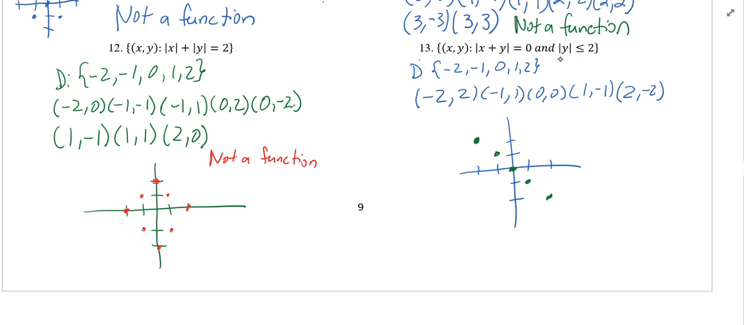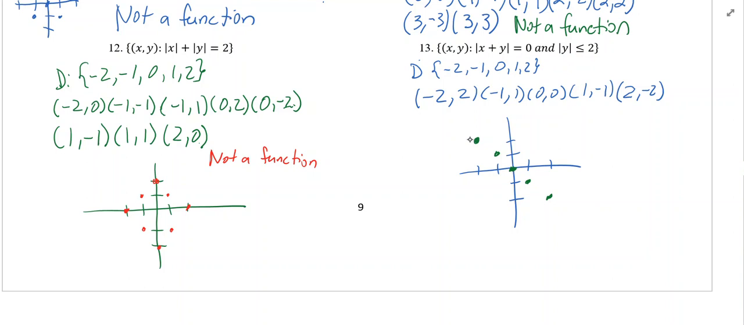So my domain was here. Okay, so I have to go ahead and look at the coordinate pairs that I got. When I plugged in negative 2 for x, I got a positive 2 for y. So when I simplified that, I would get 0. So the absolute value of 0 gave me 0. And when I plug in 2 here, the absolute value of 2 is 2. So it satisfied both of my rules.